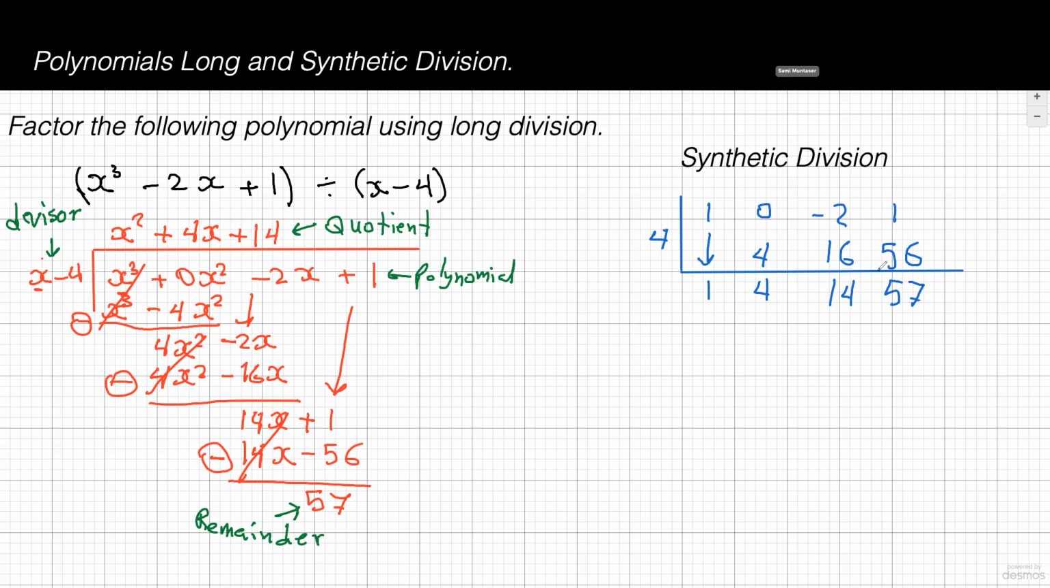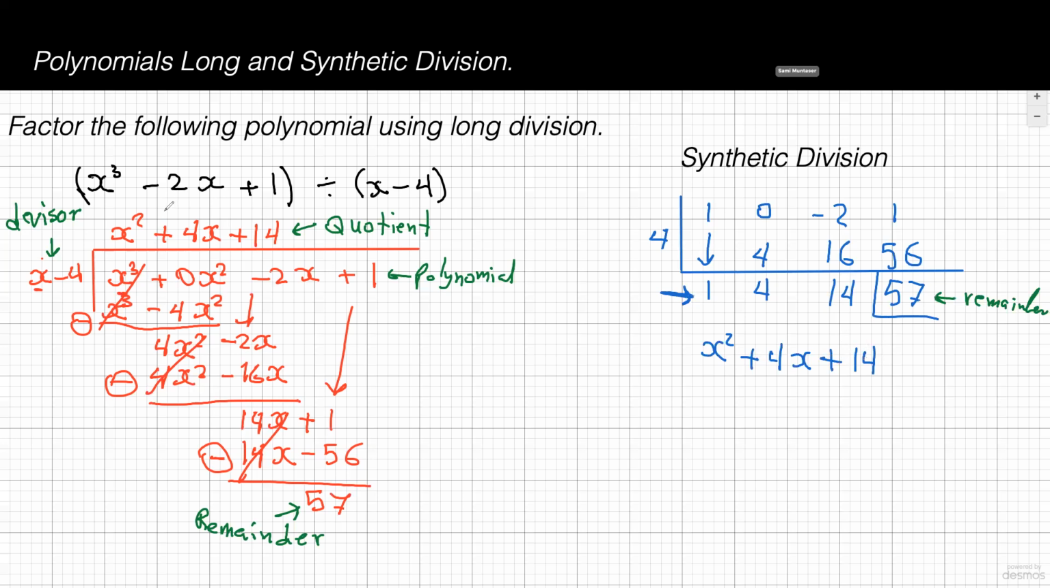Now, once you finish, isolate this, because that's going to be, again, your remainder right here, if you remember. All right. Now, when you get this part right here, that is what you get after you divided this. This is going to be 1x squared plus 4x plus 14.